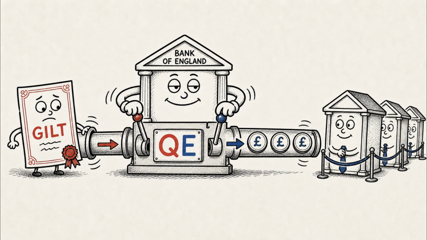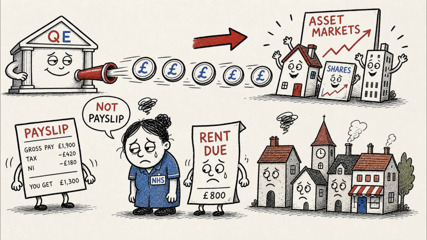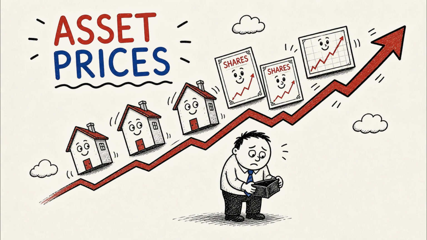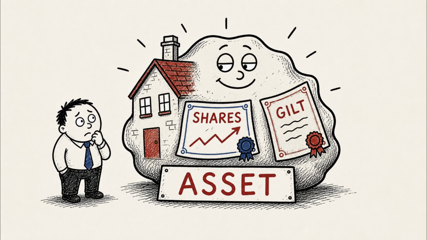Because where does quantitative easing enter the economy? Not through your payslip, not through a nurse's wages, not through cheaper rent, not through a bag of cash dropped equally on every town in Britain. It enters through the financial markets. It buys bonds from investors. It changes asset prices. It lowers yields. It encourages money to move into other assets.